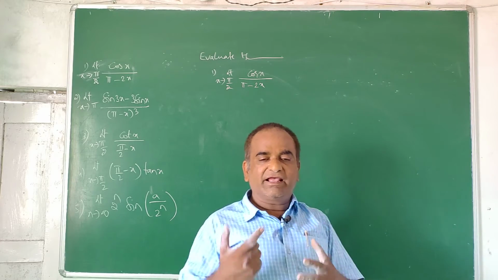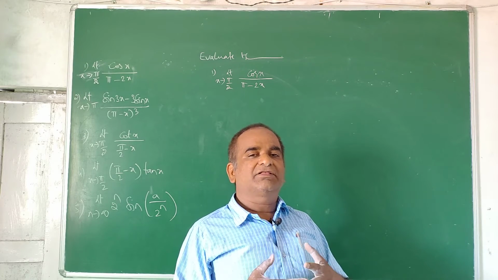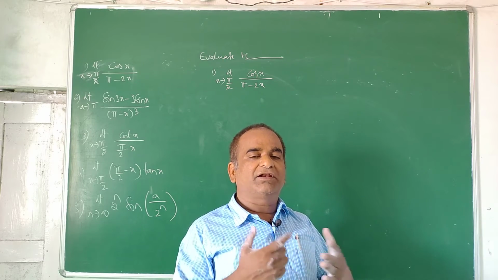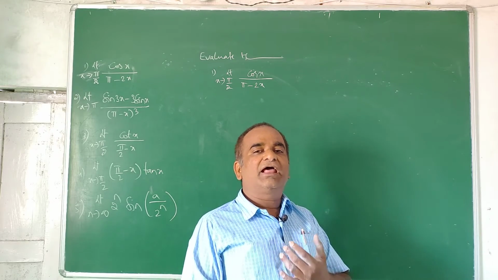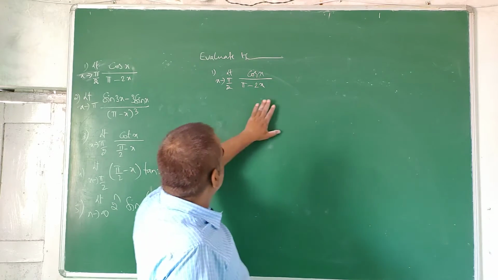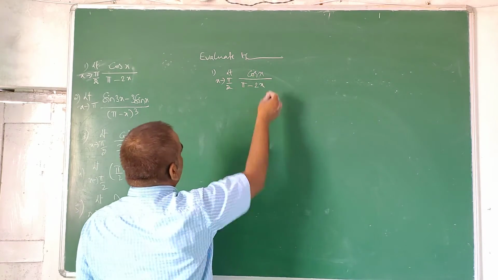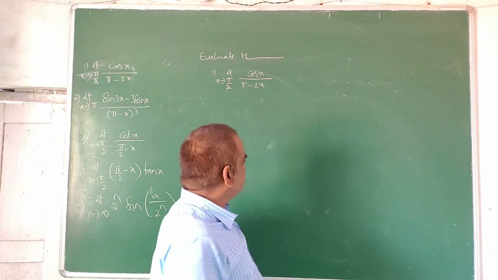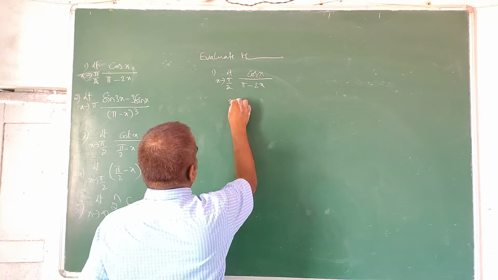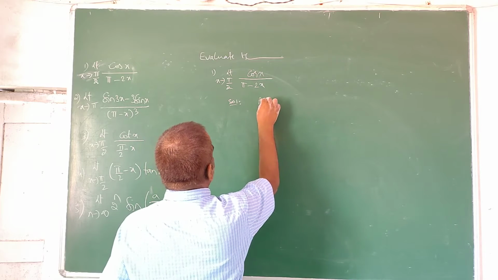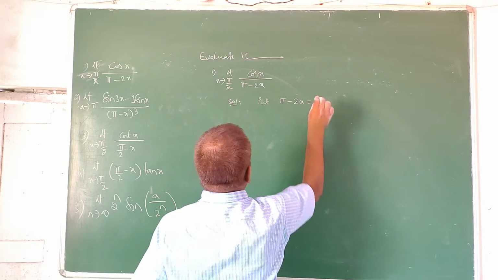Understood? Once again I will repeat. We are evaluating the limits of some functions involving trigonometric functions in x, where x is approaching a non-zero quantity. Now this is a problem. In this kind of problem, what you have to do is change the variable. Suppose, for example, solution: put pi minus 2x equal to say theta.